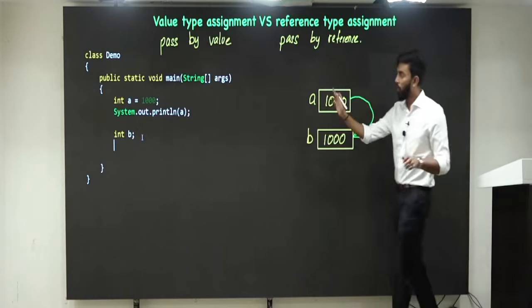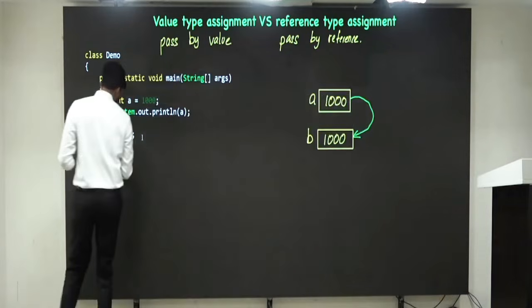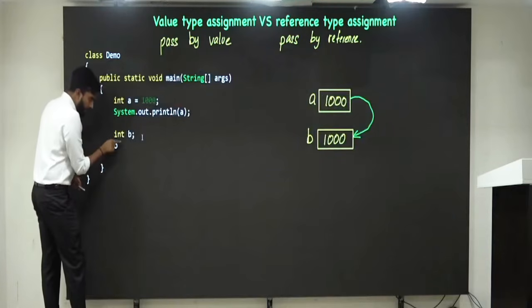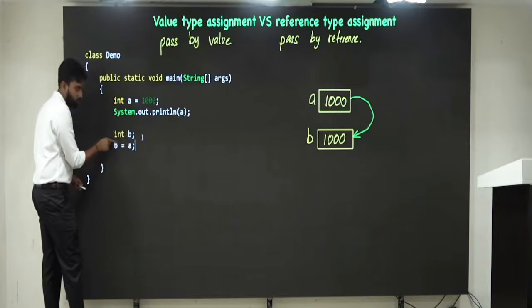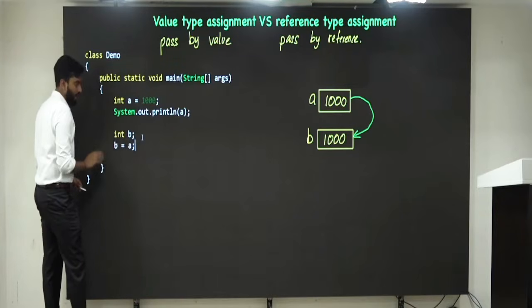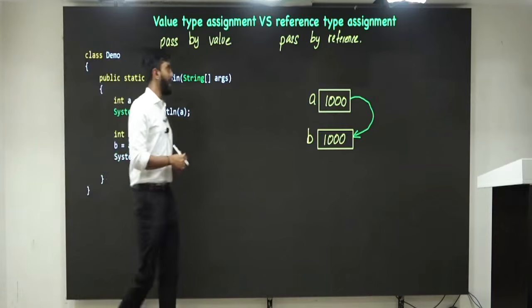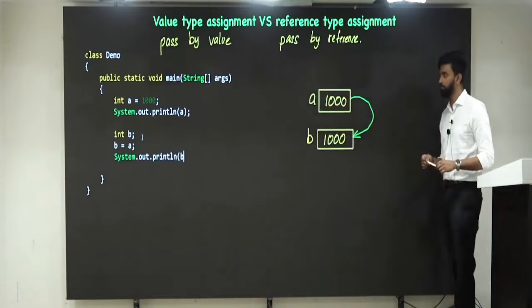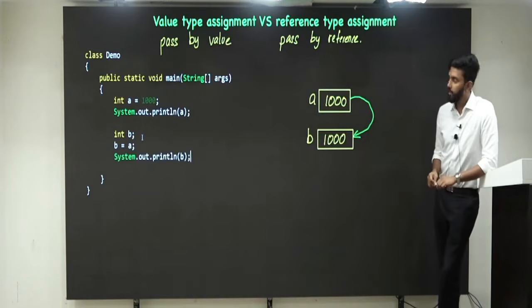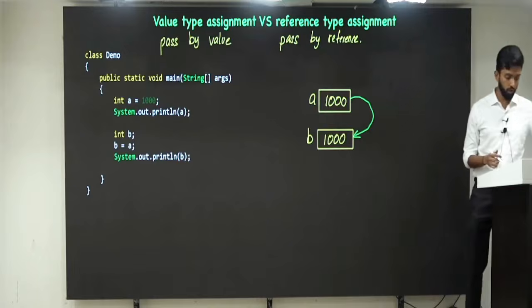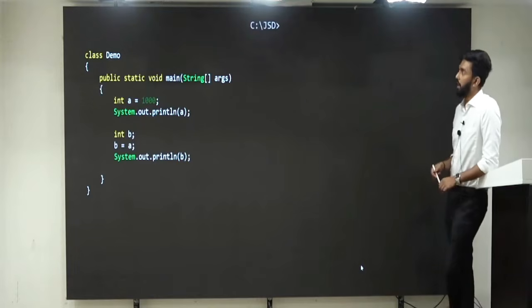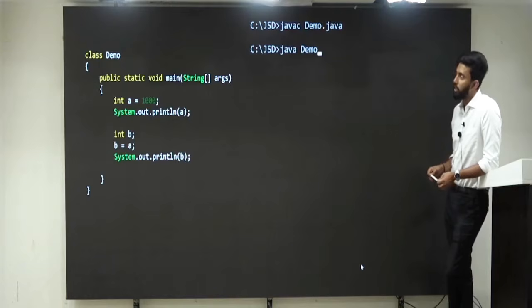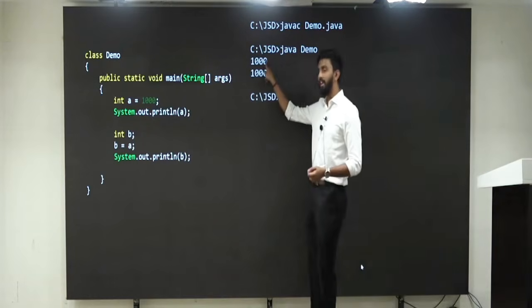See? How to assign? Watch it. B equal to A, because I told you assignment is right to left. Whatever is in A, give it to B. Next line, System.out.println, and I will just be printing the value of B. Clear till here, friends? Now, let me just execute and show you. If I compile it, no issues. If I execute it, you can see 1000 and 1000.